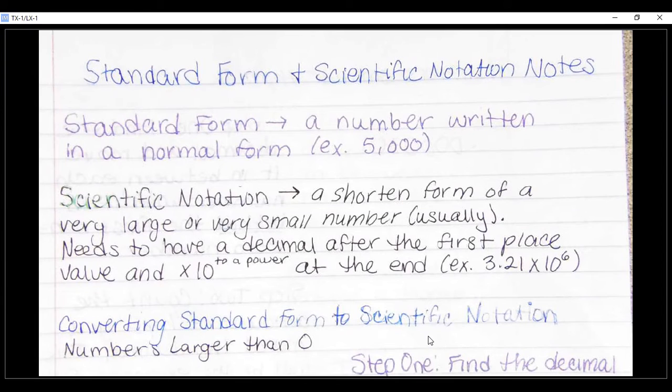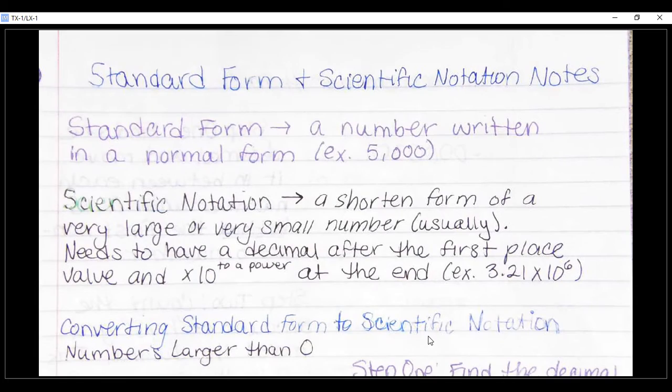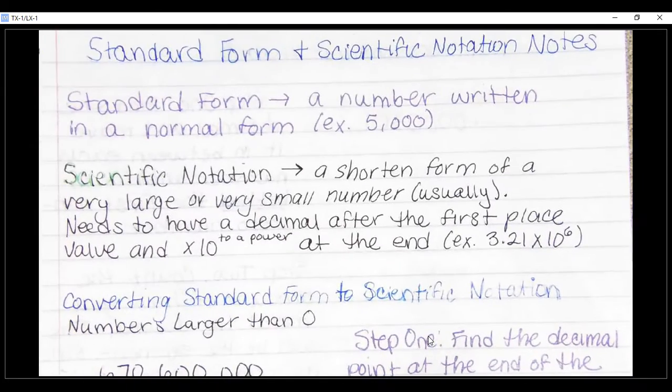Hi everyone. Today we're going to be talking about standard form and scientific notation. Now, before we even begin any of this, we need to know what standard form and scientific notation are. So, standard form is a number written in its normal form, like 5,000, 27 million, all those zeros written out. Now, standard form is what we're used to, and it's an awesome tool.